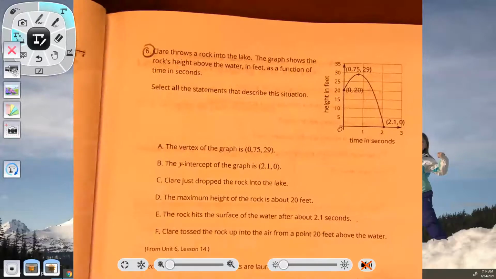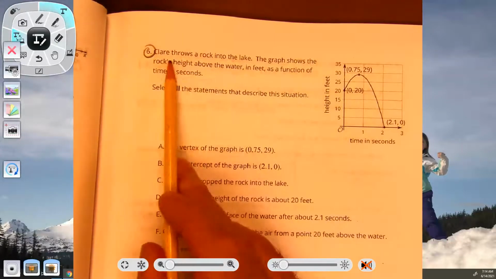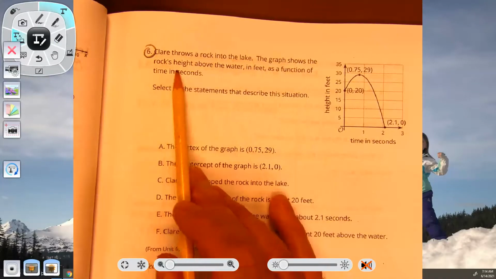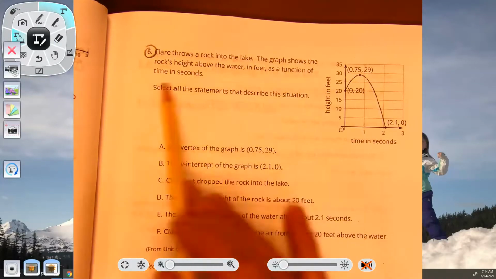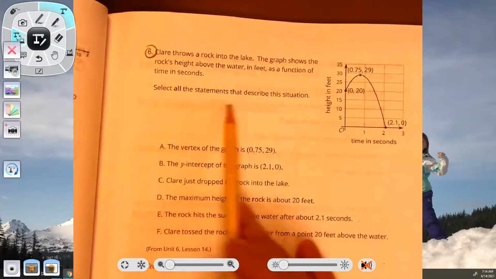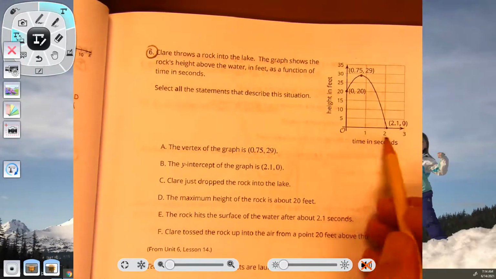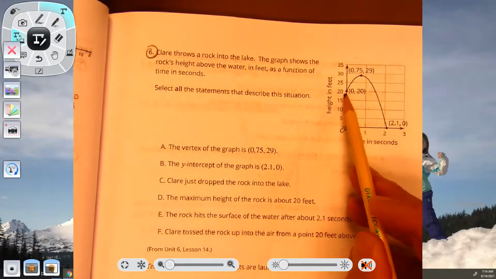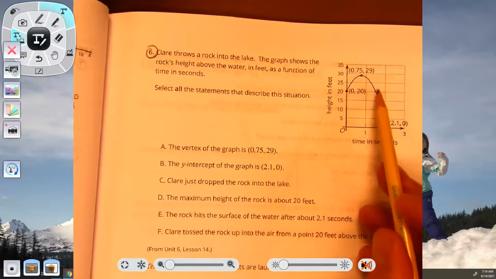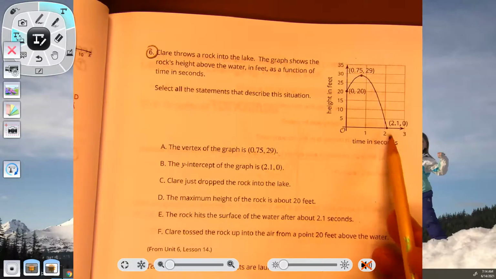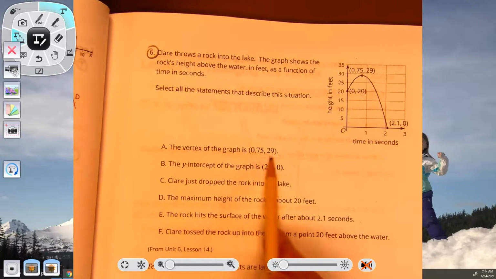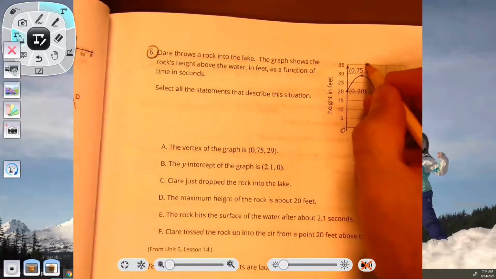Kind of review, we're just analyzing what's happening here. Claire throws a rock into the lake. The graph shows the rock's height above the water in feet as a function of time in seconds. Select all the statements that describe this situation. If we look at this, what can we tell? We can tell that she throws the rock up here, it goes up in the air, and then it comes back down and lands in the lake right here. Okay, the vertex of the graph is 0.75, 29. Yes, that's true. There's the vertex.